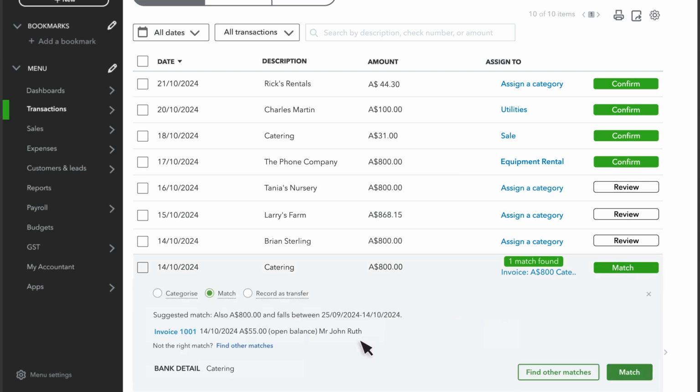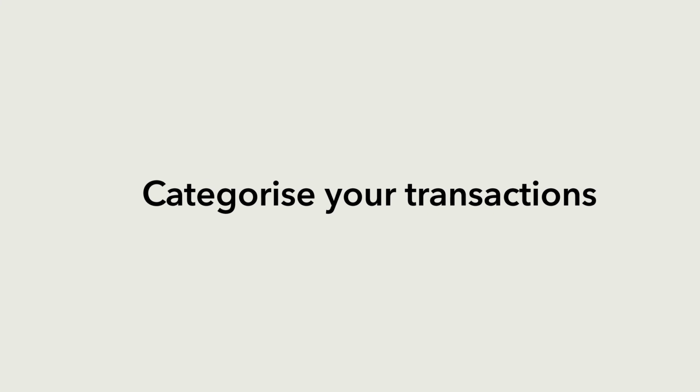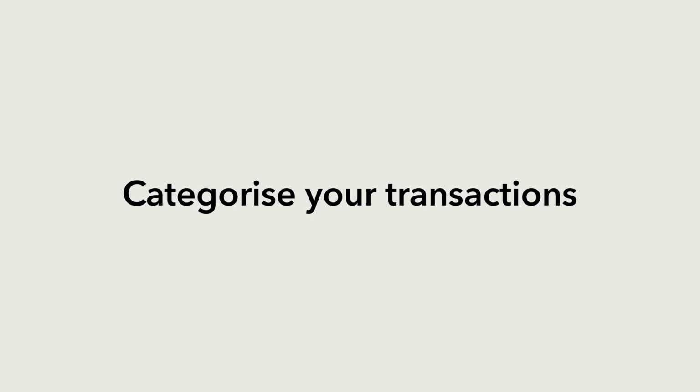However, if QuickBooks is wrong and the match is not correct, don't worry. You can select Categories to add it to QuickBooks as a brand new transaction. Or if you know you definitely entered the transaction into QuickBooks and the match is wrong, select Find Other Matches to match it to the correct transaction. Now you're ready to categorize transactions for your connected bank and credit cards.